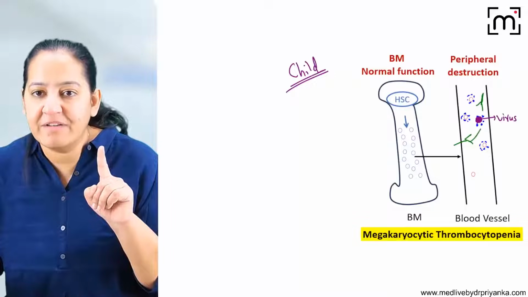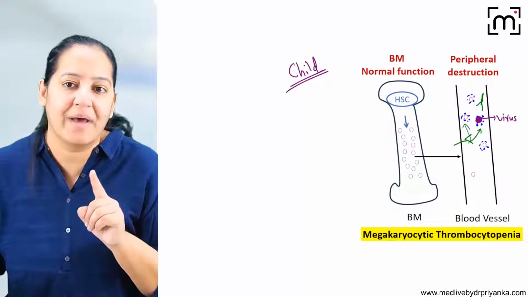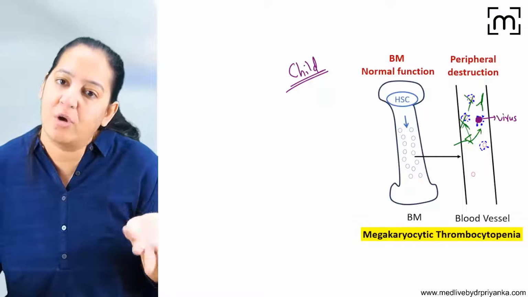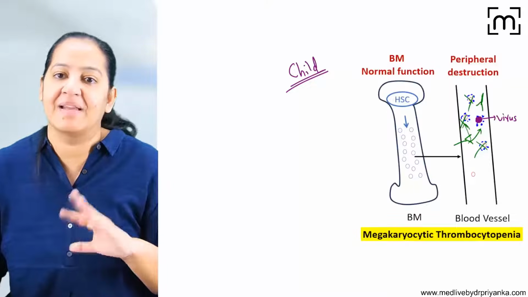These antibodies are formed for the virus, but they will get confused. They think this is also a virus because of the similar antigen. So they will cross-react with the platelet and destroy the platelet along with the virus. So this is the mechanism of autoimmunity.